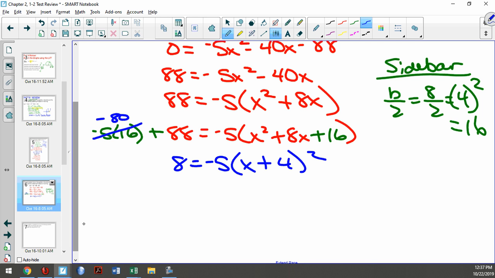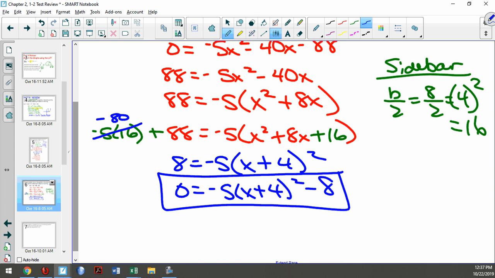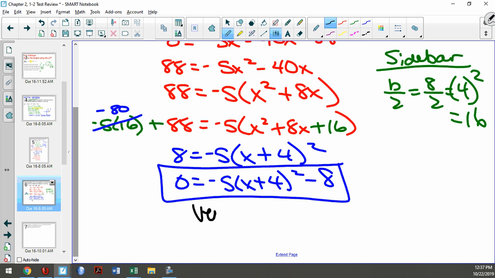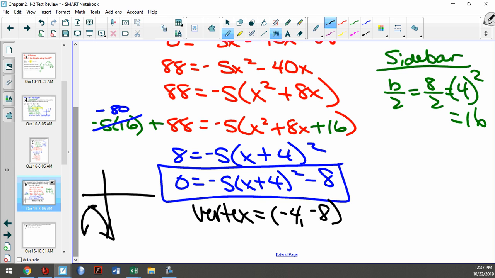What do I do next? 0 equals -5 times (x plus 4) squared minus 8. This is standard form. So I want my vertex. Okay, so if I make a quick sketch, here's -4, -8. It opens down, so there are no x-intercepts. So my x-intercepts, I simply am going to write none.